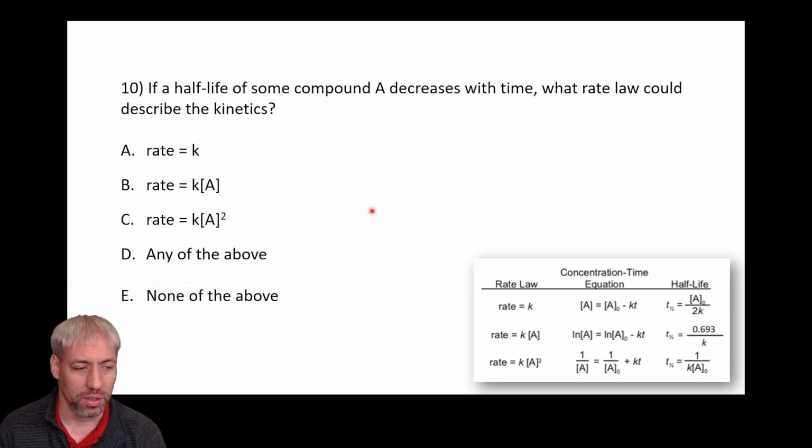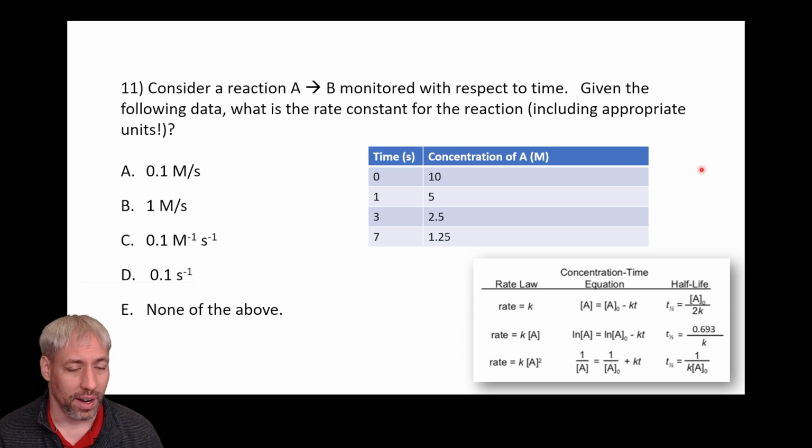That means this is a zero order rate law. The answer is A. So we can figure out the rate law of the reaction, but we don't know the stoichiometry or the actual equation of the reaction. All right, question 11. Let's pause and figure out the answer to this.